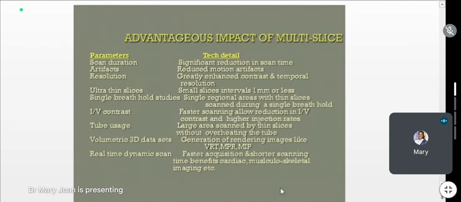Tube usage: large areas scanned by thin slices without overheating the tube. And volumetric 3D data set, generation of rendering images like VRT, MPR, MIP. Real-time dynamic scan, faster acquisition and shorter scanning time, benefits cardiac, musculoskeletal imaging, etc.